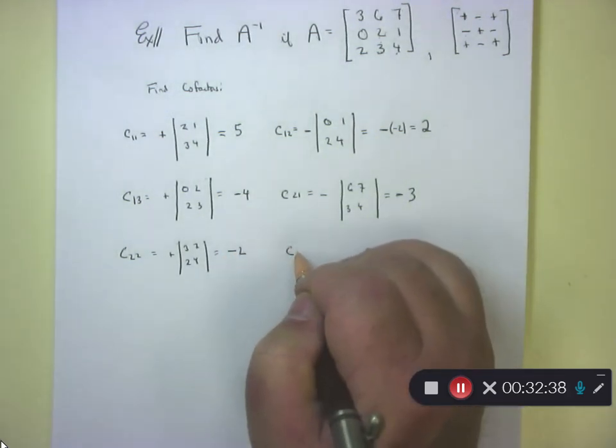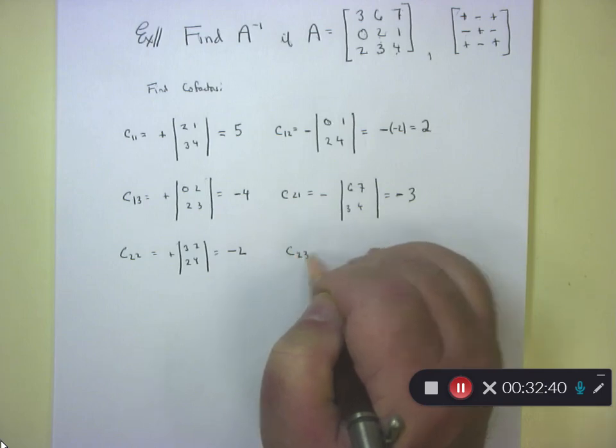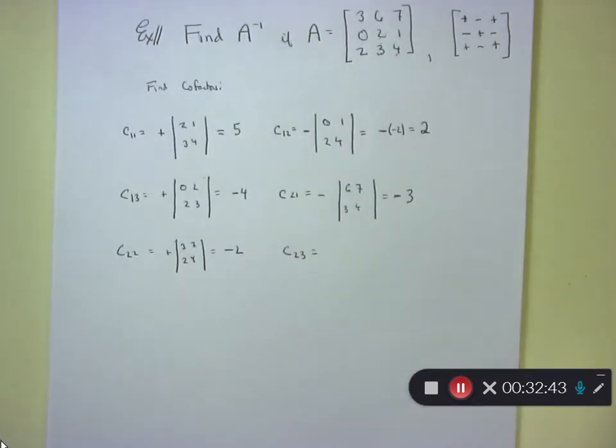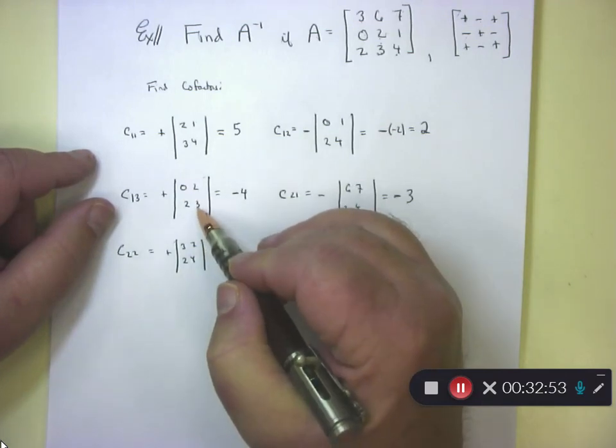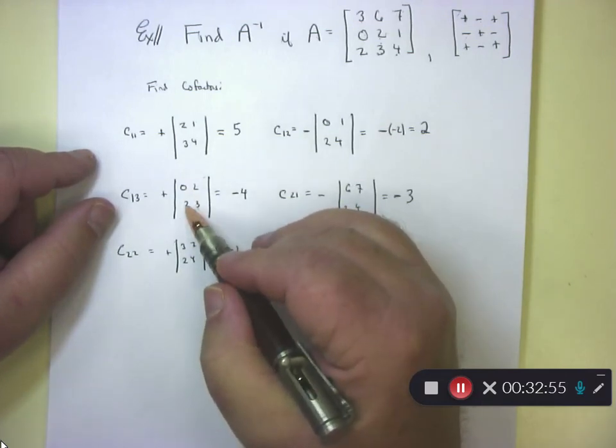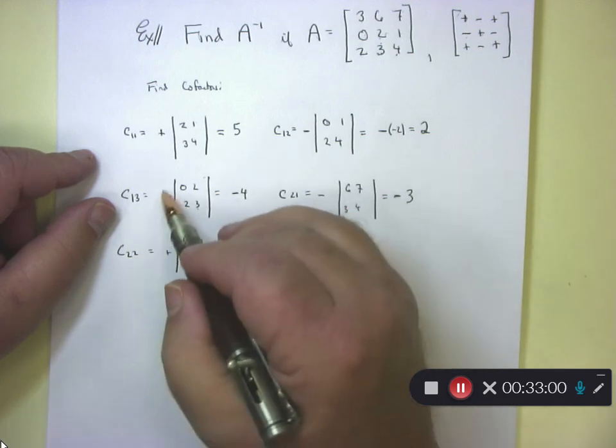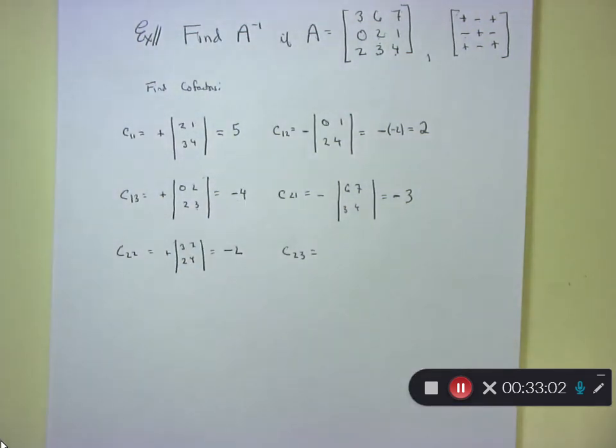Question. Let's see here. Main diagonal. 0 times 3, 0. Minus 2 times 2. 0 minus 4, that's negative 4. And it's a plus on that one, so there's no sign change.